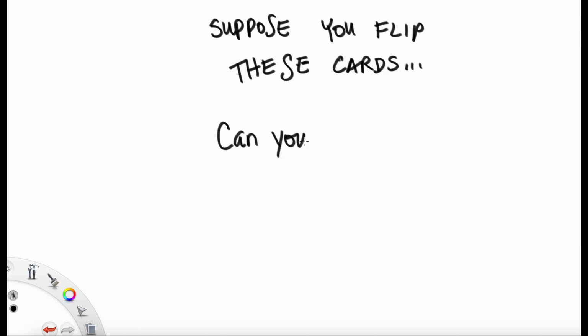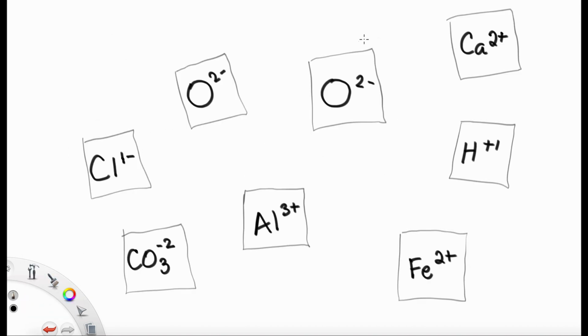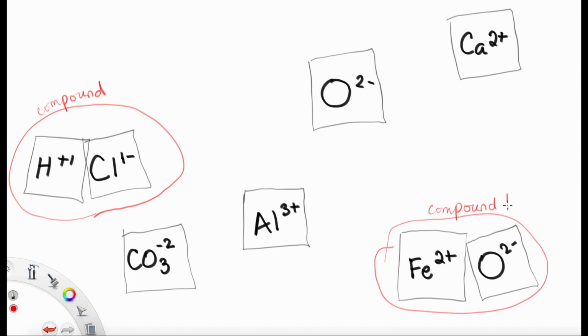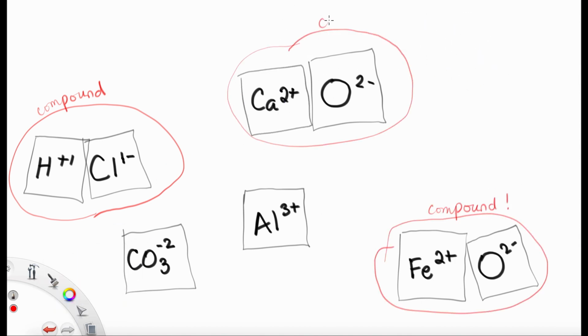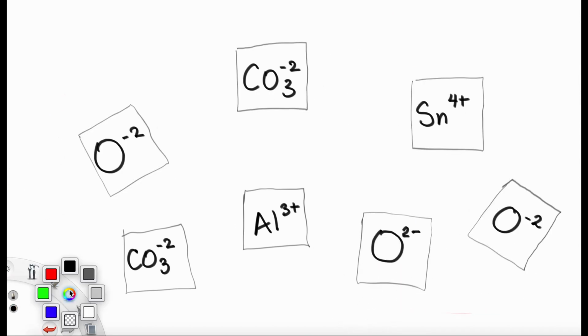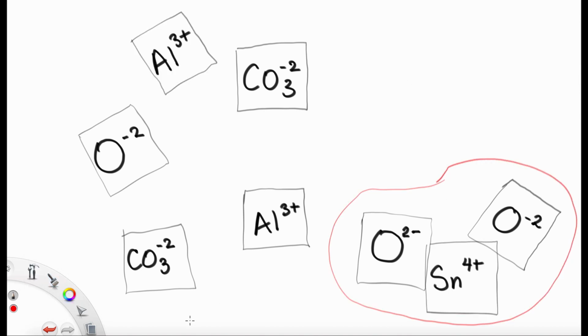Suppose you flip these cards. Can you spot the compound? Here's one, +1, -1. Here's another, +2, -2. Here's another. Remember, the numbers cancel out to zero. Here's some more cards. Here's another compound, +4, -2, -2.